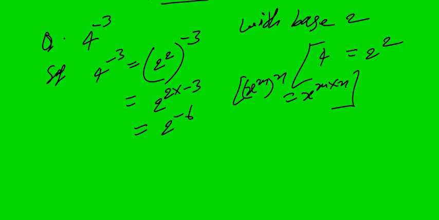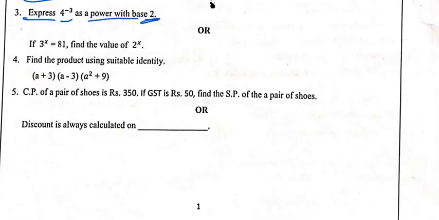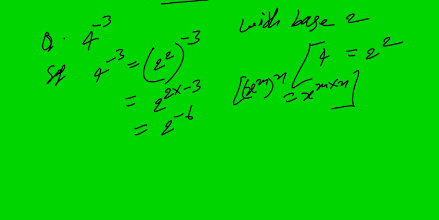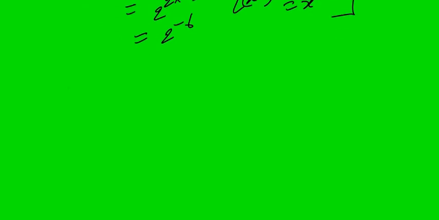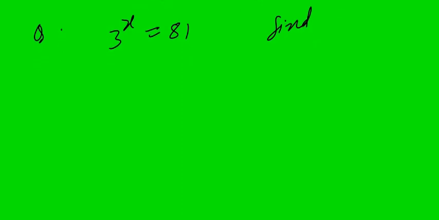Next, in this same question we are having OR. If 3 to the power x is equal to 81, find the value of 2 to the power x. So how to solve it? It is already given 3 to the power x is equal to 81. So in exponent form, always you have to make the base similar. First of all, you have to make the base similar. And the question is, find the value of 2 to the power x.